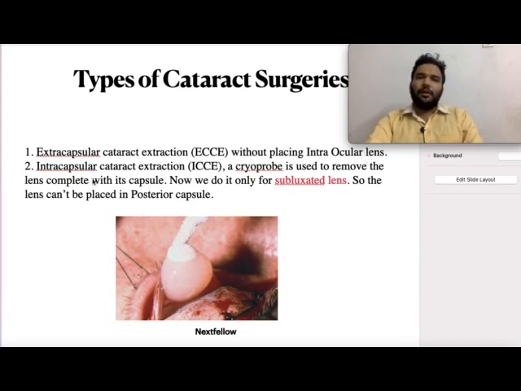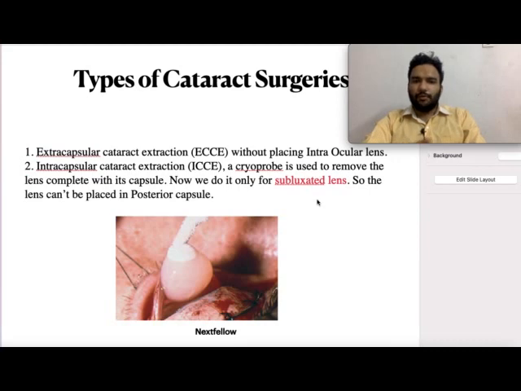And then intracapsular cataract extraction. That is, we use a cryoprobe. In this case, this is the cryoprobe, and we keep it on the lens and we remove the entire lens with its capsule. This is done only in case of subluxated lens, because in modern technology, what we do is we will place a lens. We don't take the capsular bag, because we place the lens on the capsular bag.